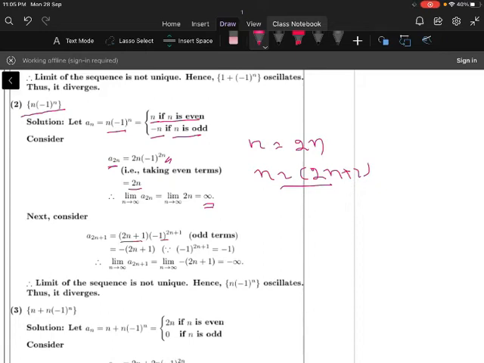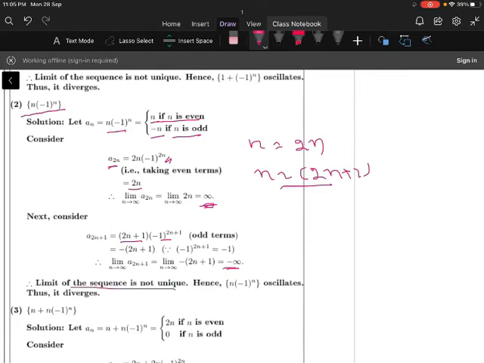Now let us consider the second case, n equal to 2n plus 1. For a_n, (2n+1) times (-1)^(2n+1). I considered only odd terms here. So (-1) to an odd power is -1, giving -1 times (2n+1). Let us take n tends to infinity, that goes to what? Minus infinity. For n even, the limit point is plus infinity. When n is odd, the limit point is minus infinity.